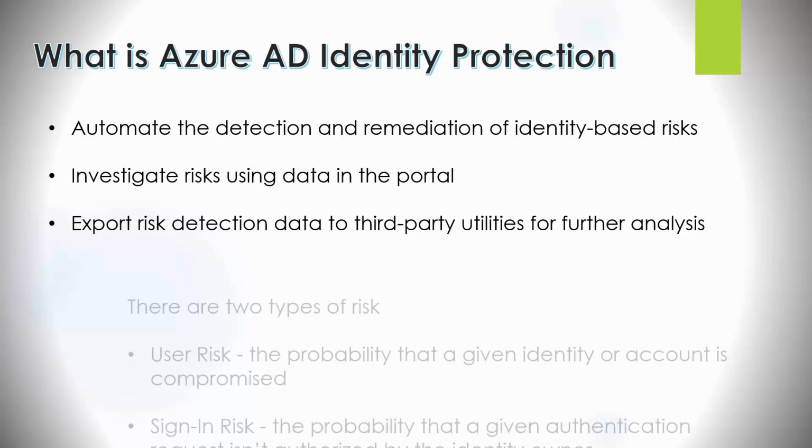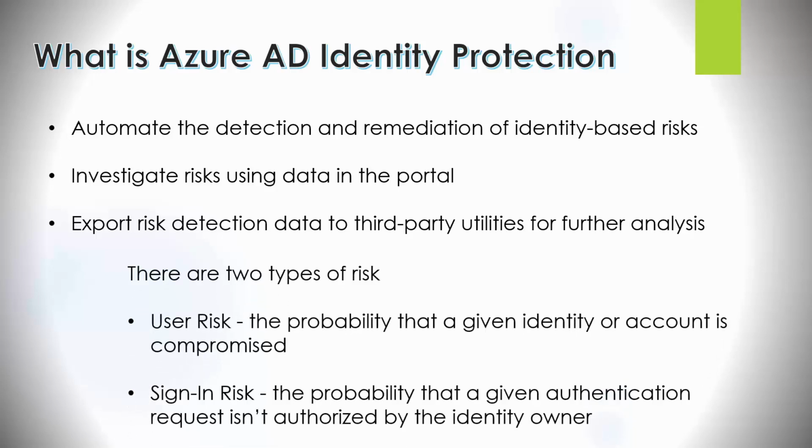There are two types of risks: user risk, and with a user risk it's calculated offline, and it represents the probability that a given identity or account is compromised. And then there's sign-in risk, which is calculated offline and in real time, and it represents the probability that a given authentication request isn't authorized by the identity owner. These are the two types of risks Azure AD Identity Protection focuses on: user risk and sign-in risk.